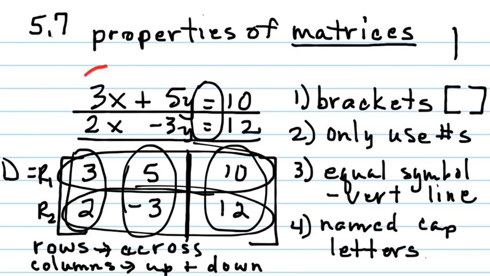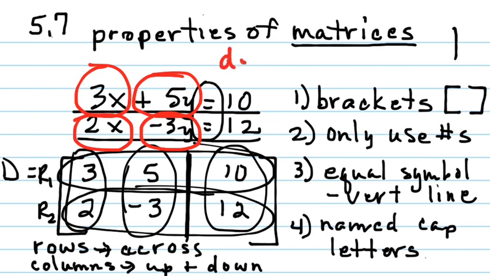There's your x term, there's your y term, and then what it equals. Down here, there's your x term, and there's your y term. So these things are in what's called descending order. Okay? X's, then your y's, etc. Remember, they go in alphabetical order. So that's another really, really important part of a matrix.